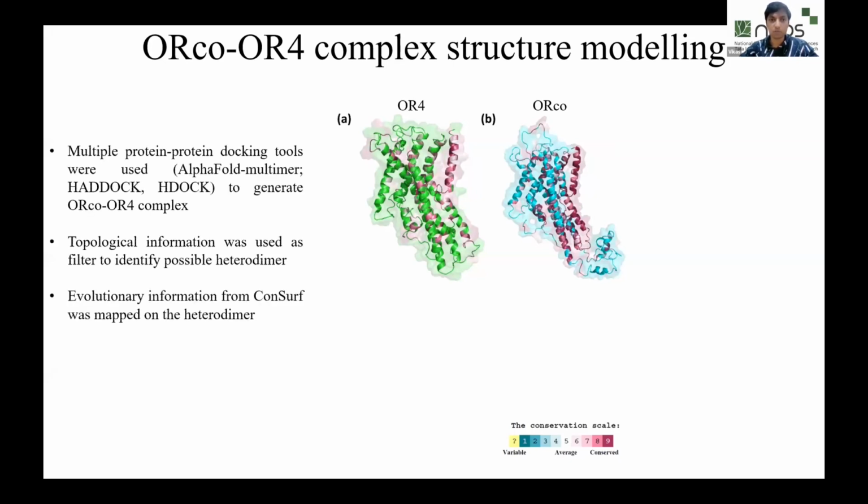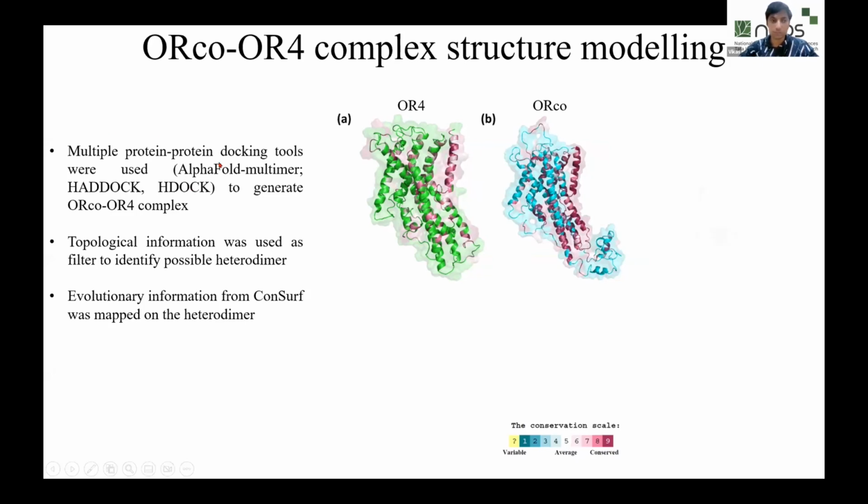For building the complex of OR4 and the orco, we employed multiple protein-protein docking tools, including AlphaFold multimer, and also HADDOCK, which requires some experimental information for guiding the docking protocol, and HDOCK, which generally does the docking in a blind manner or in a global manner.